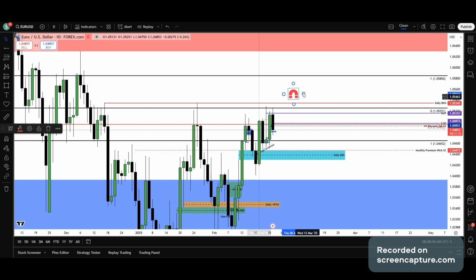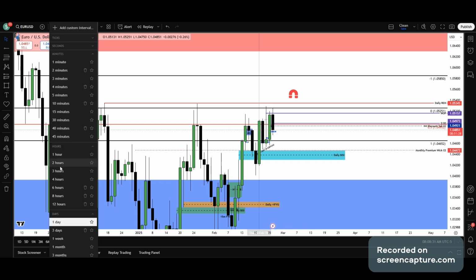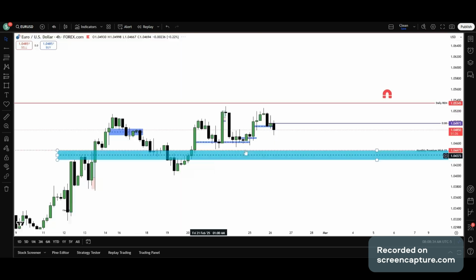Okay, so it's not perfectly straight, but it doesn't have to be. So that's my draw on liquidity, those daily relative equal highs on euro. That lines up nicely with dollar being bearish. Dollar is bearish and foreign currency is likely to expand. So from the daily, drop down to the 4 hour.